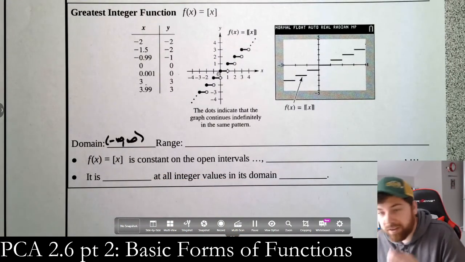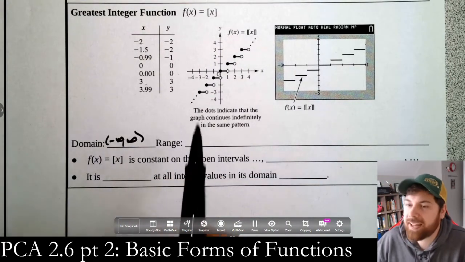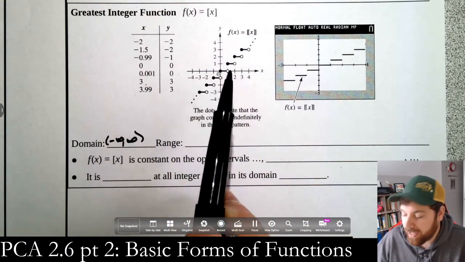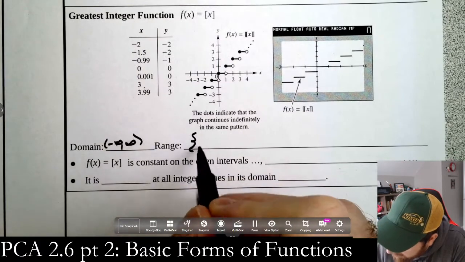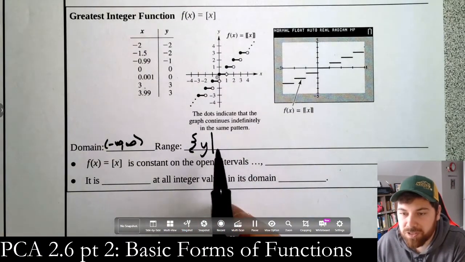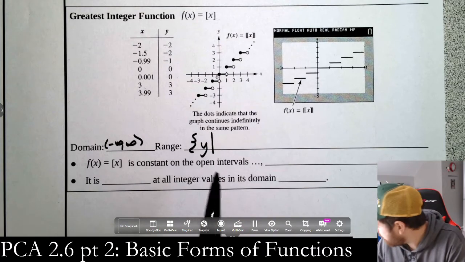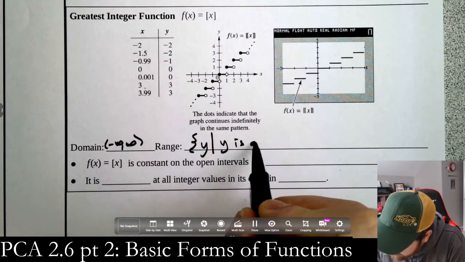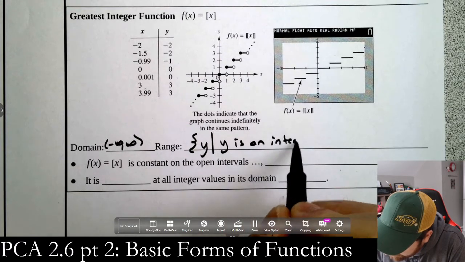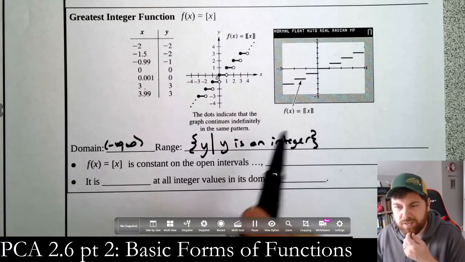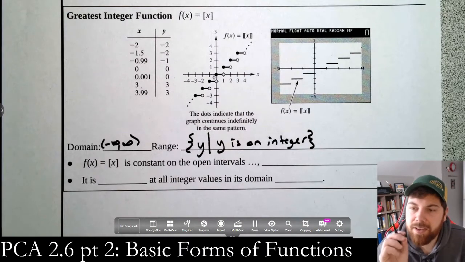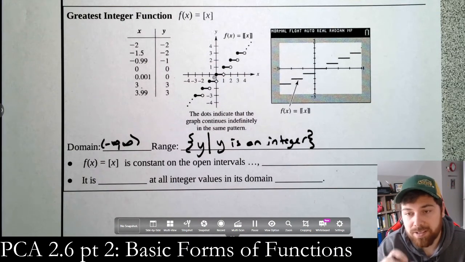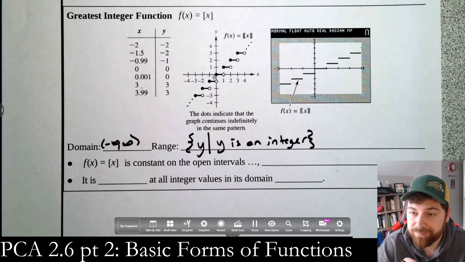And the issue with the range, right? Notice we do not get every number. For example, we have no numbers between 1 and 2. Okay, so we're going to build a little set here. And it's going to be y, and this line is going to mean such that. So it's going to be all y values such that y is an integer. Okay? There's other ways to write this, but this is kind of nice. So we're going to have all the integers as our range, right? We can get negative or positive whole numbers. That's going to be our range. Okay?